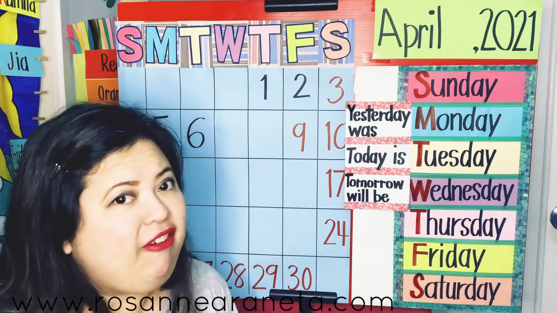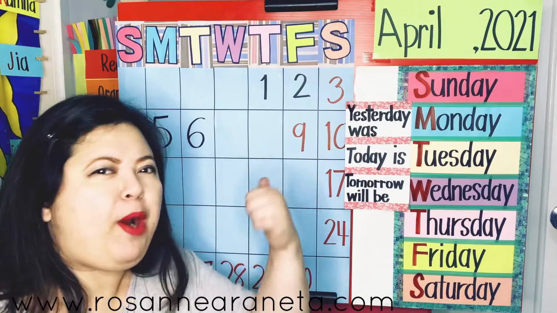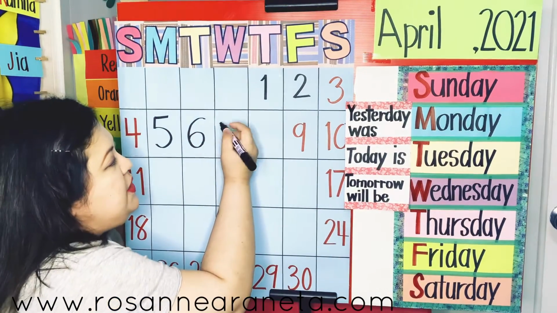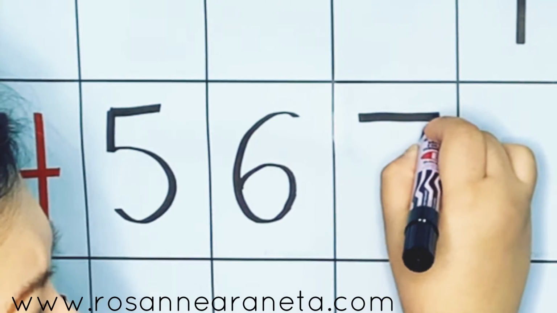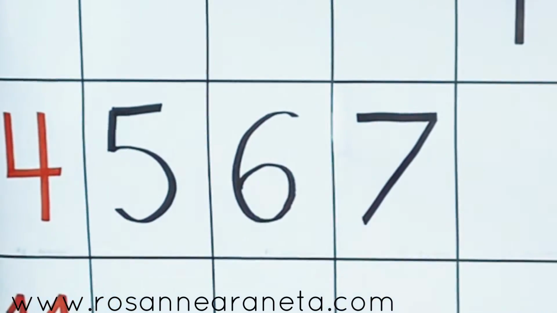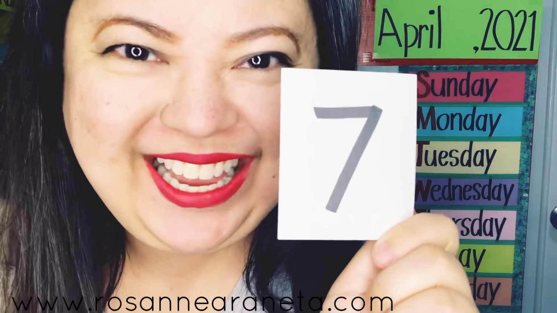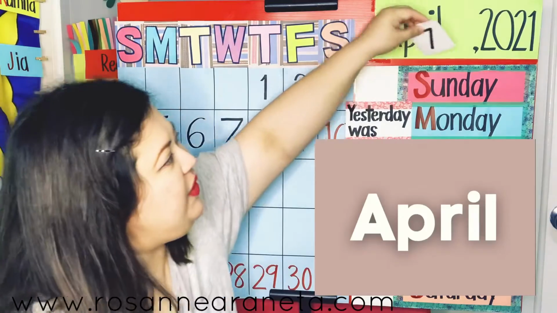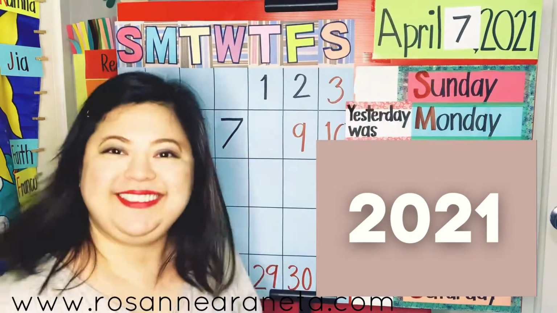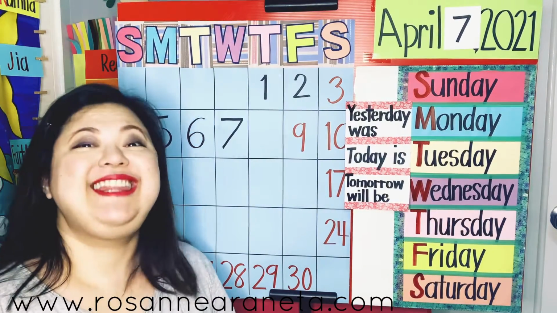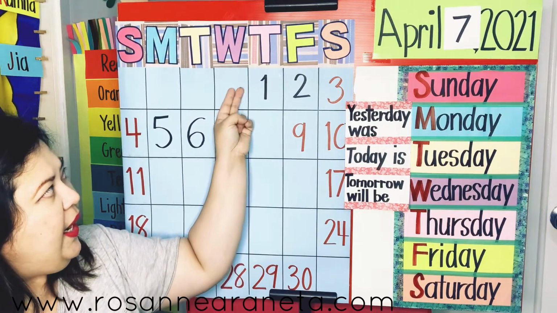Now, after I have practiced, I think I can write number 7 on paper. Number 7 is written this way. Out, and then we slide down this way. Number 7. This is number 7. Let me place 7 in between the month of April and the year 2021. Done.